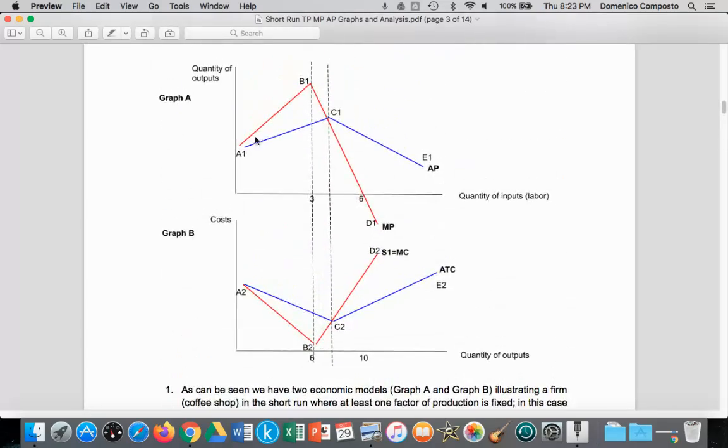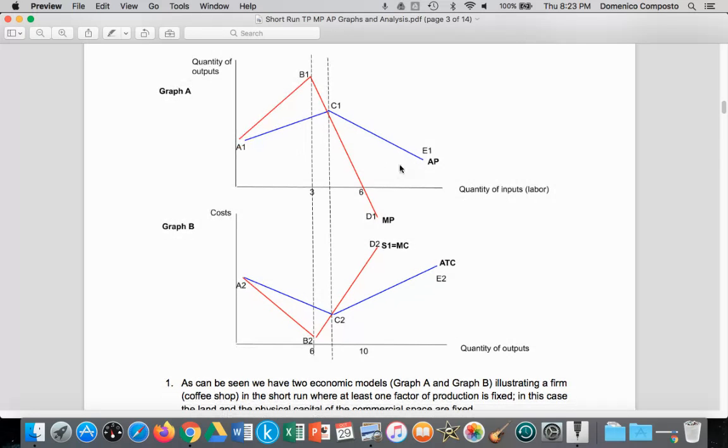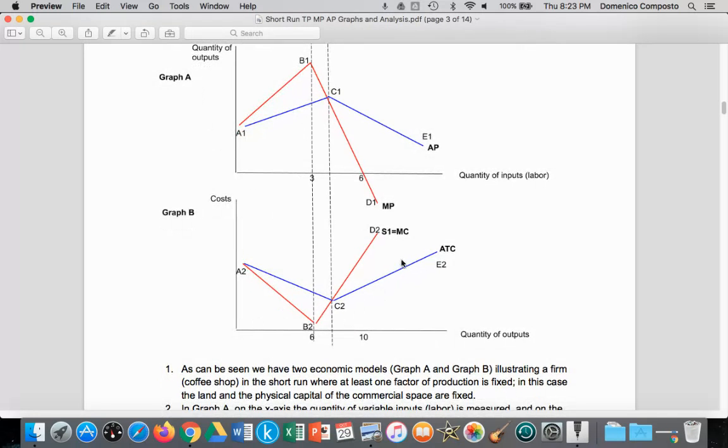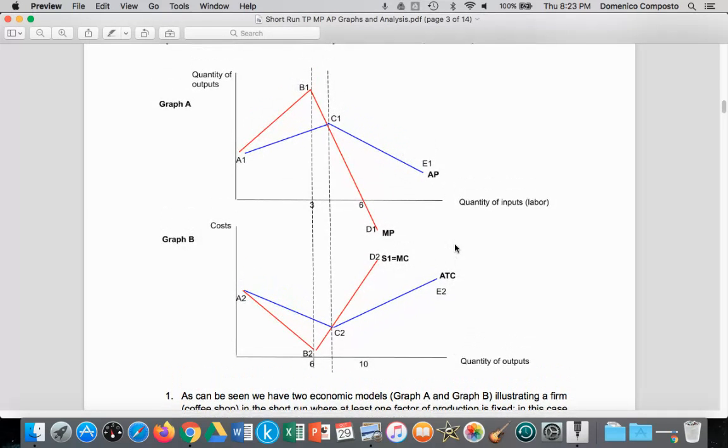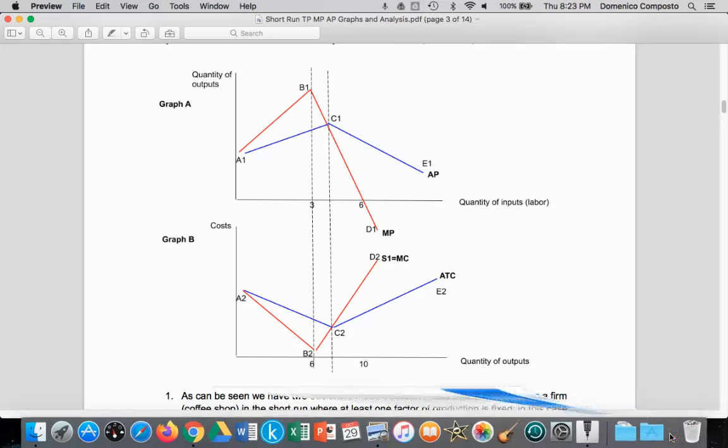So that's a very thorough, step-by-step analysis of graph A and the relationship between MP and AP, and then comparing the relationship between MP and the MC to connect these two graphs, and then focusing on the relationship between the MC and the ATC curves. So hopefully you find this useful and helpful in helping you to accurately draw, but importantly to accurately explain or analyze this model for a paper one IB economics exam.